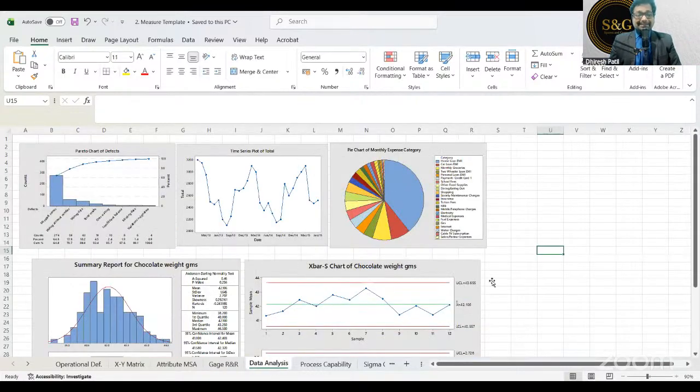Then data analysis. Once we collect the data, we do the screening of the data. Remember, histogram, box plot, time series plot, right?